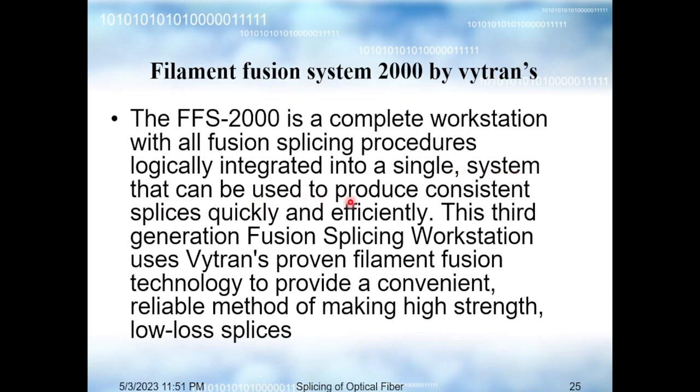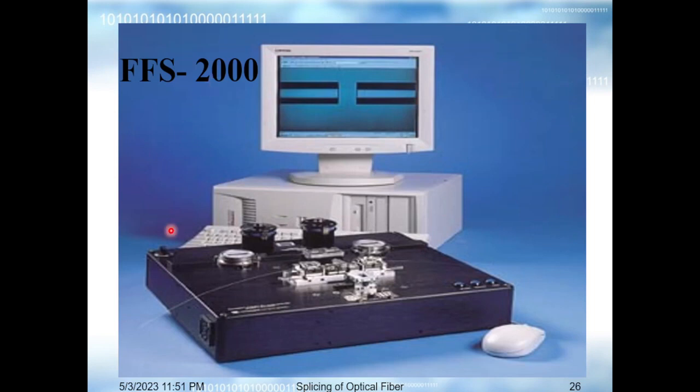Filament Fusion System 2000 by Veterans. The FFS 2000 is a complete workstation with all fusion splicing procedures logically integrated into a single system that can be used to produce consistent splices quickly and efficiently. FFS 2000 is a machine which has been made for splicing of the fiber optic cables. This third generation fusion splicing workstation uses Veterans' proven filament fusion technology. It's a technology, filament fusion technology, which is used to splice the fiber optic cables.